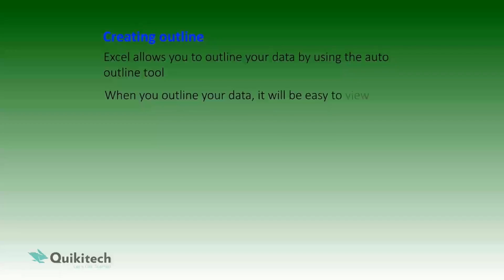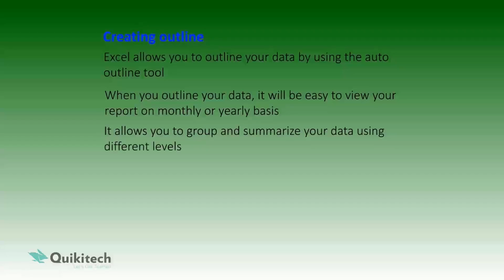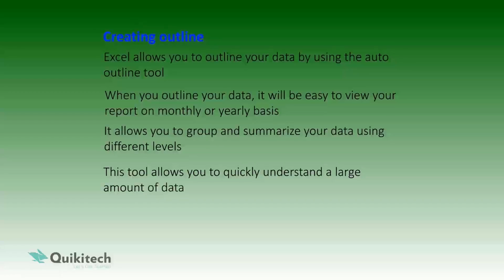Creating an outline. Excel allows you to outline your data by using the Auto Outline tool. When you outline your data, it will be easy to view in your report on a monthly or yearly basis. It allows you to group and summarize your data using different levels. This tool allows you to quickly understand a large amount of data. We will have to create another sample file to demonstrate this feature.